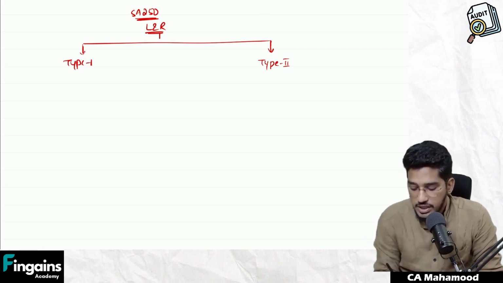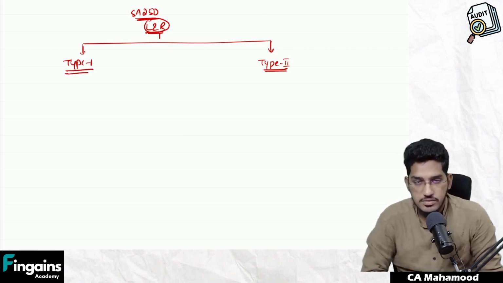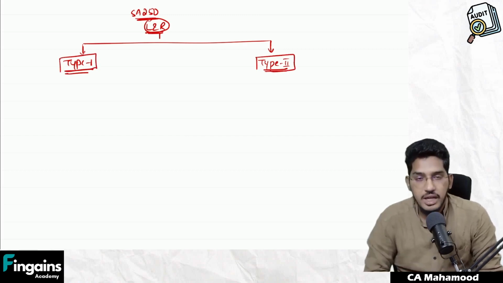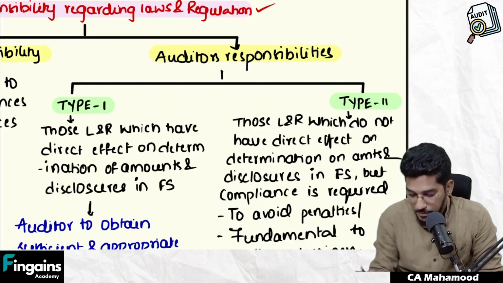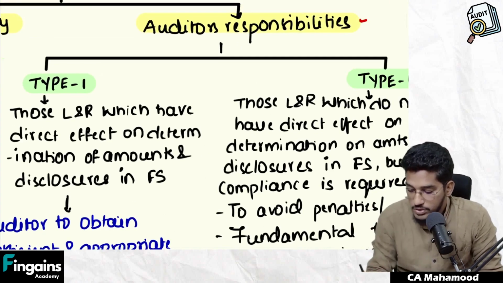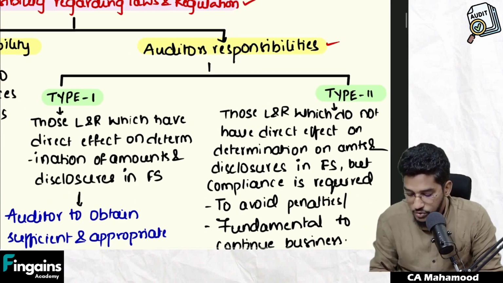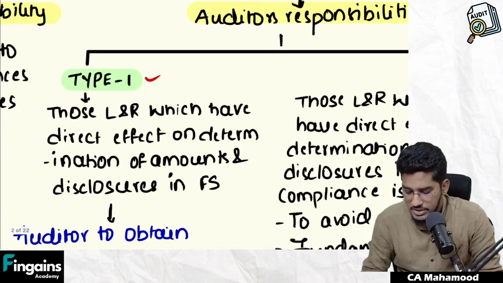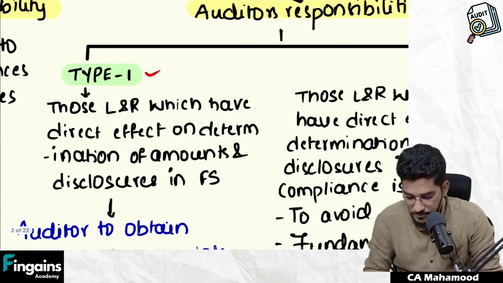SA 250 divides laws and regulations into two categories, type 1 and type 2. Sir, which laws and regulations will fall under the type 1 category? Which will fall under type 2? Let us try to have an understanding. If you come back to the charts here, type 1, type 2. For the auditor's responsibilities, laws and regulations are divided into two categories. Which will fall under type 1? Let us see what they say.